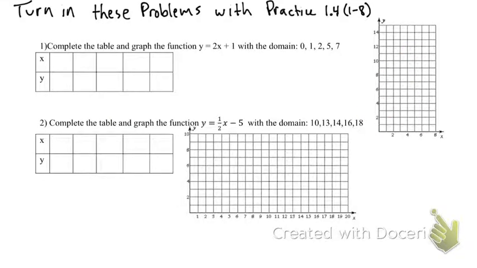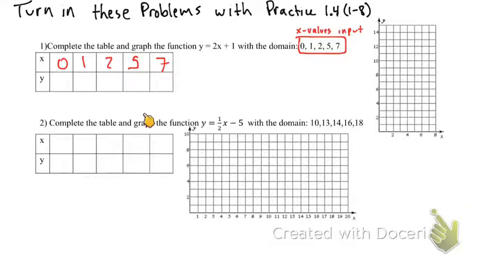What I do want you to remember is the domain. Remember, these are your x values or your input. So in other words, these can go in the x table. So they could go 0, 1, 2, 5, 7. Okay, so that's where I get my x values from. They're not random. They're actually given to us from the domain.